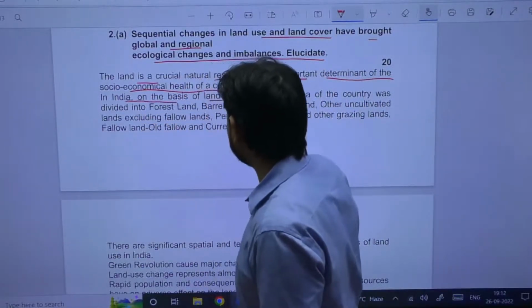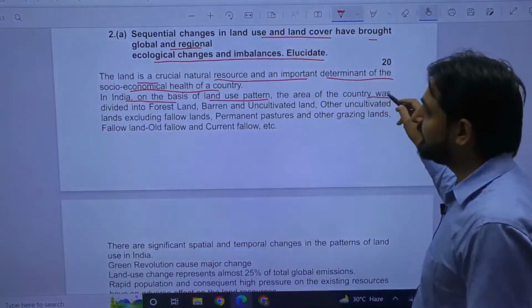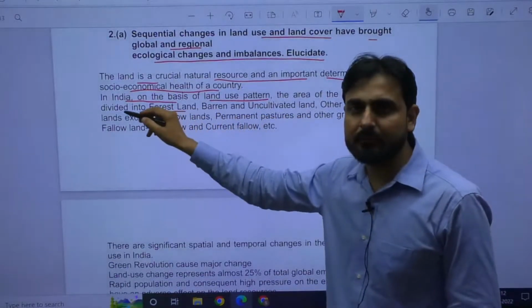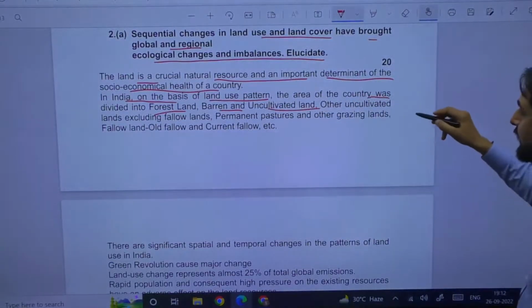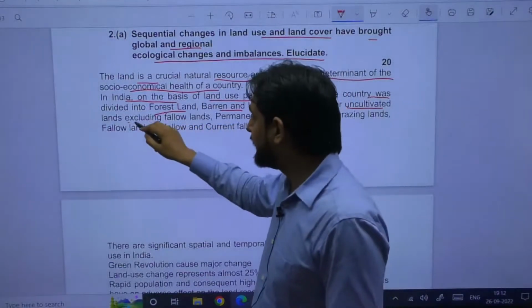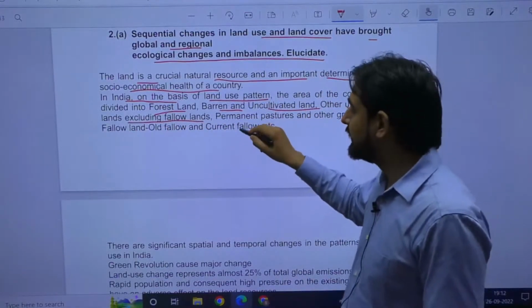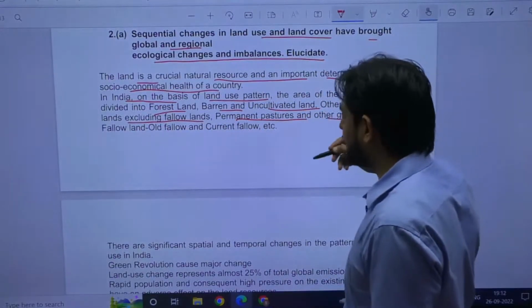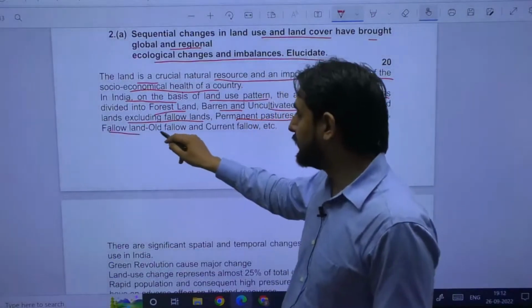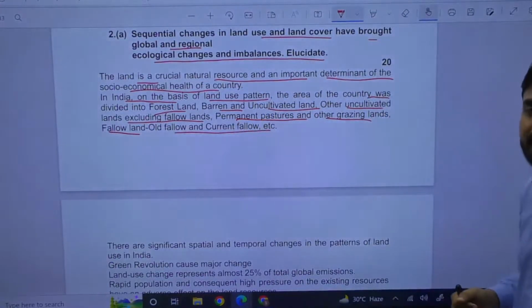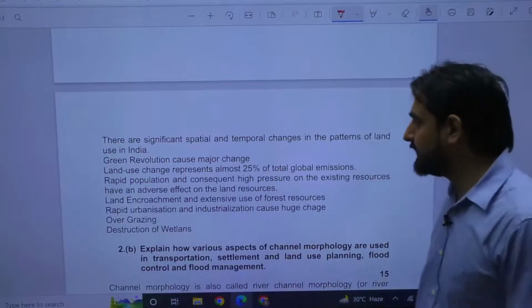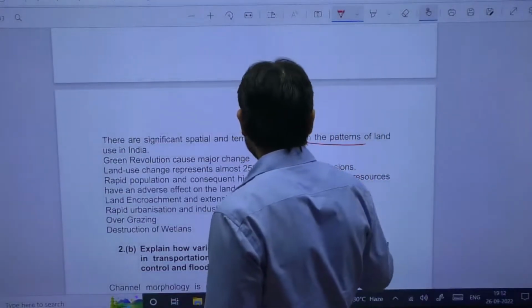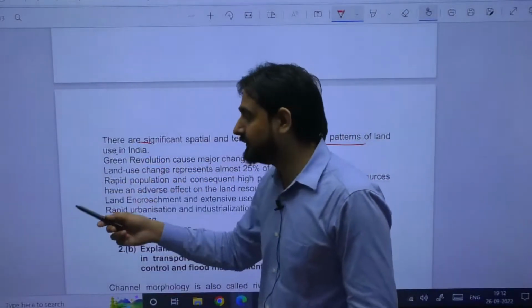In India, on the basis of land use pattern, the area of the country was divided maybe into forest land, barren land, uncultivated land, other uncultivated land excluding fallow land, permanent pasture, other fallow land, old fallow and current fallow land, etc. We can classify them into different categories. Then there are significant spatial and temporal changes in the pattern of land use in India.